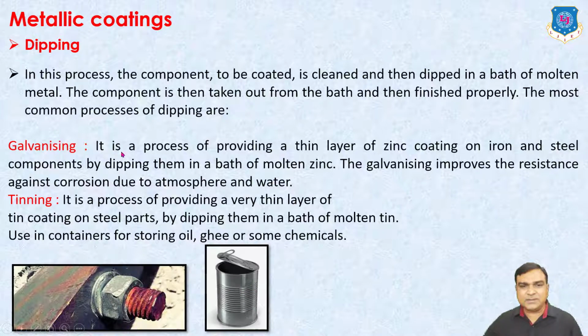What is galvanizing? It is a process of providing a thin layer of zinc coating on iron and steel components by dipping them in a bath of molten zinc. Galvanizing improves the resistance against corrosion due to atmosphere and water. Now tinning is a process of providing a very thin layer of tin coating on steel parts by dipping them in a bath of molten tin. It is used in containers for storing oil, ghee and some chemicals.